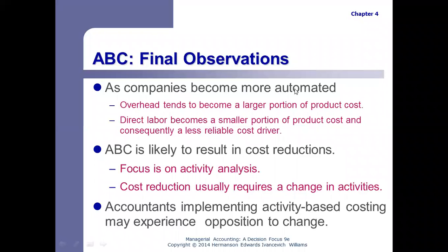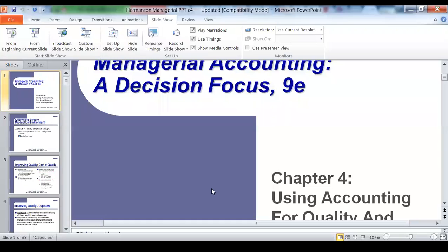Obviously, as companies become more automated, overhead cost becomes a larger portion of the product cost because there's less direct labor and more overhead in the form of machines. So ABC becomes even more important or more precise than the traditional costing used to be. And I guess that's the chapter. Okay. So that's chapter 4.